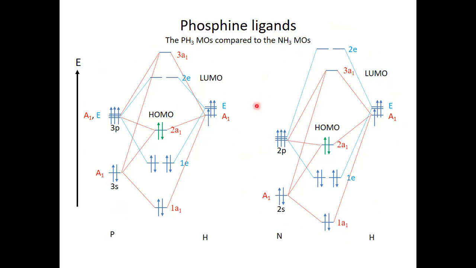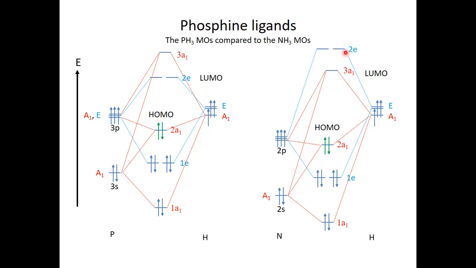So we discussed the MO diagram of the ammonia molecule previously, and we saw that here, this approximately non-bonding molecular orbital is the highest occupied molecular orbital. And then the LUMO is the 3a1 molecular orbital.